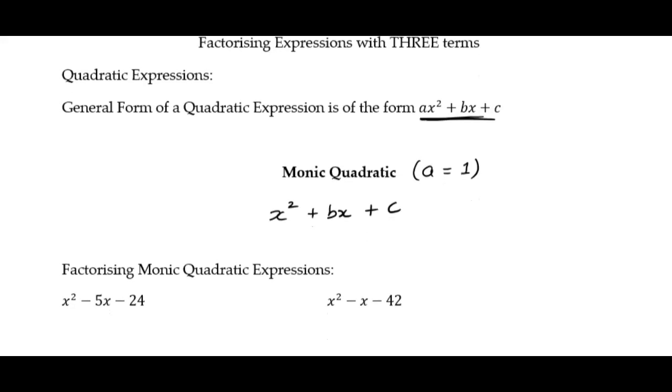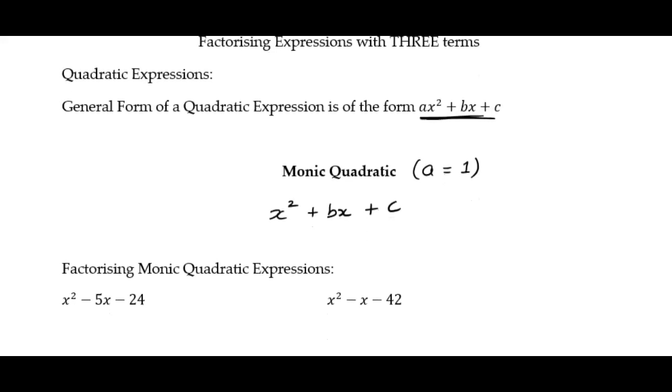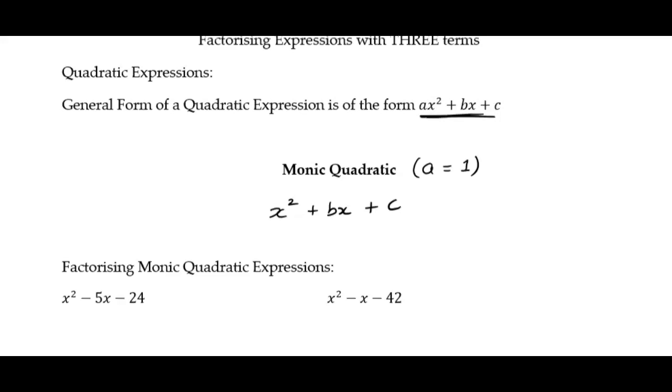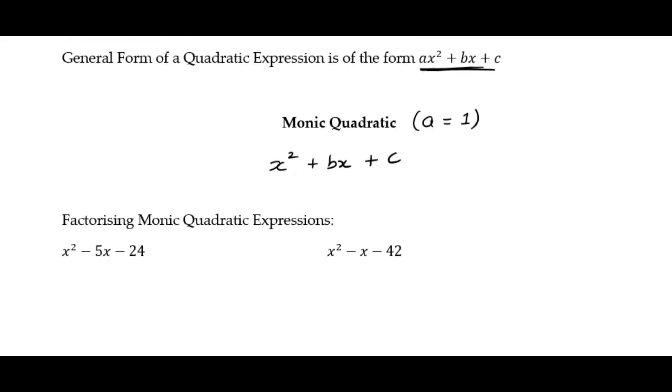Now let's jump straight into examples of how we're going to factorize some monic quadratic expressions. I'm going to follow a methodology which we can use for the second part of this topic, which is factorizing non-monic as well. That way we develop one set of procedures and we can apply it to both scenarios. First, we get an expression, in this case x squared minus 5x minus 24, and the question says factorize this. The very first step is to compare it with the general form of the quadratic expression.